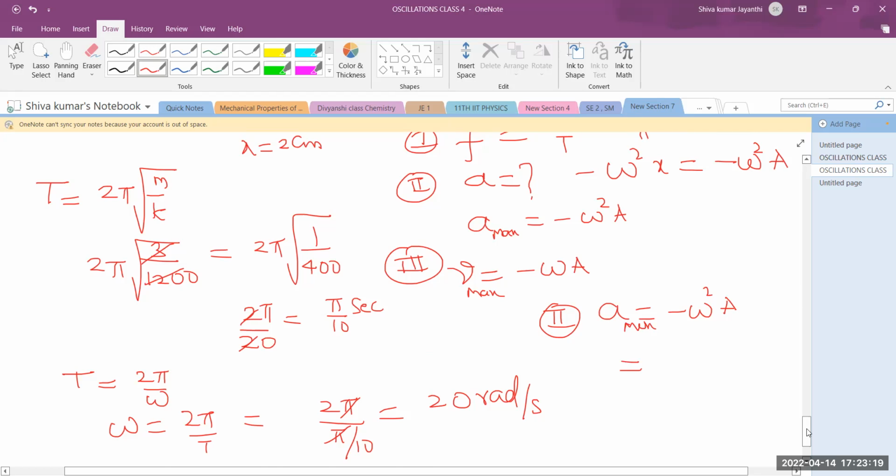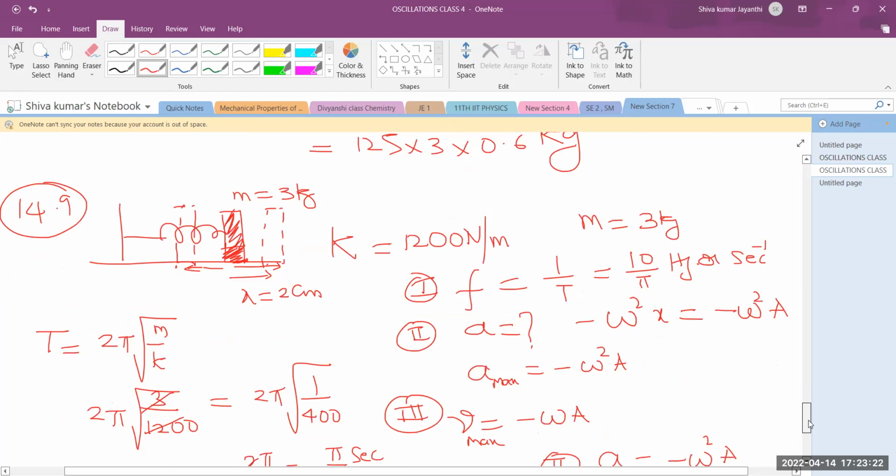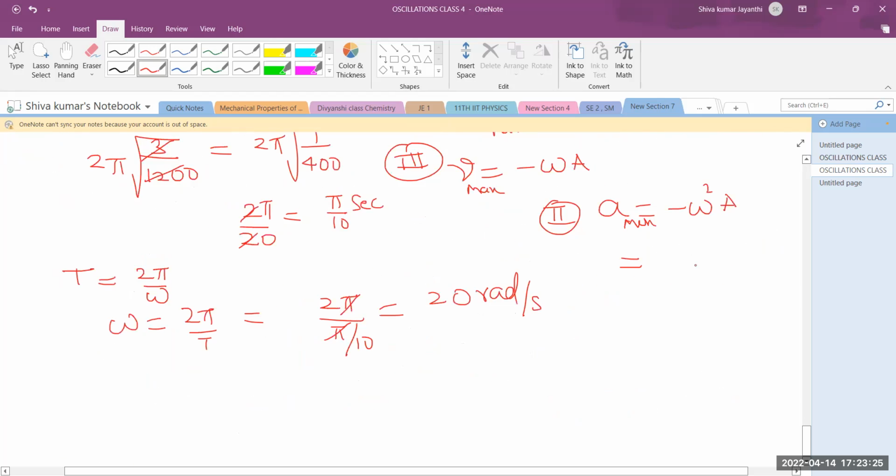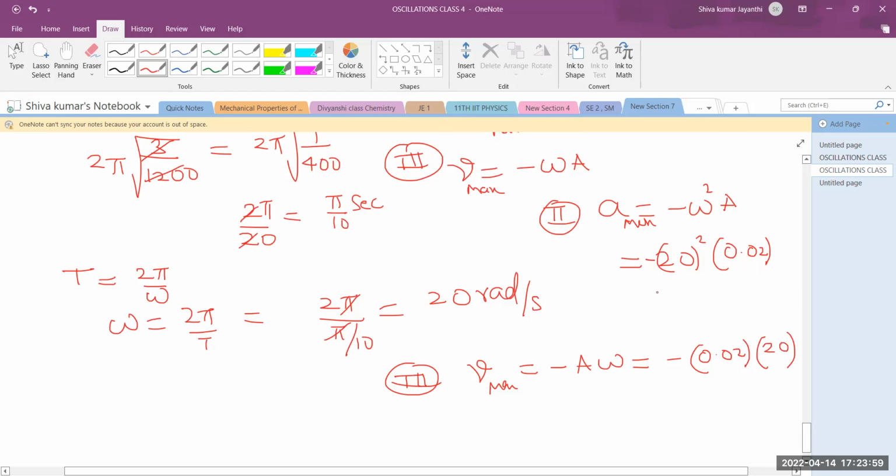What is that going to be? Omega we got. And what is the amplitude? 2 centimeters. Amplitude is the 2 centimeters. So this is 20 square into 2 centimeters, how do you write that? 2 centimeters, 0.2 meters? Understood or not? So you multiply, you'll get that. Similarly, the third bit of the question. Vmax. What is Vmax? Omega A. Omega, we know, 20. These multiplications are not there.